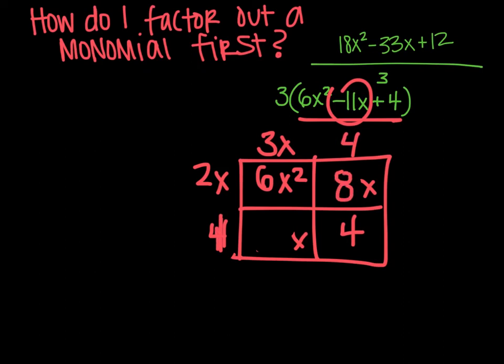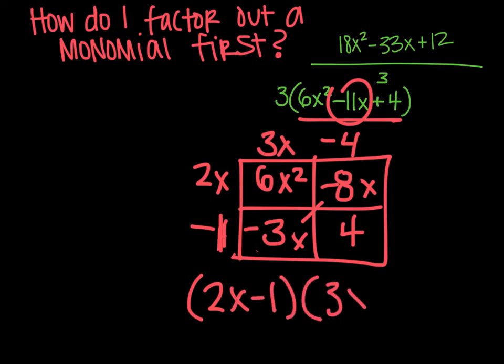That would give me 8x and 3x, and that's actually how I come up with getting 11x. And then it needs to be negative, so both of them are negative that way. I would get negative 11x, and that would also give me a positive 4. So my answer then would be 2x minus 1, 3x minus 4.